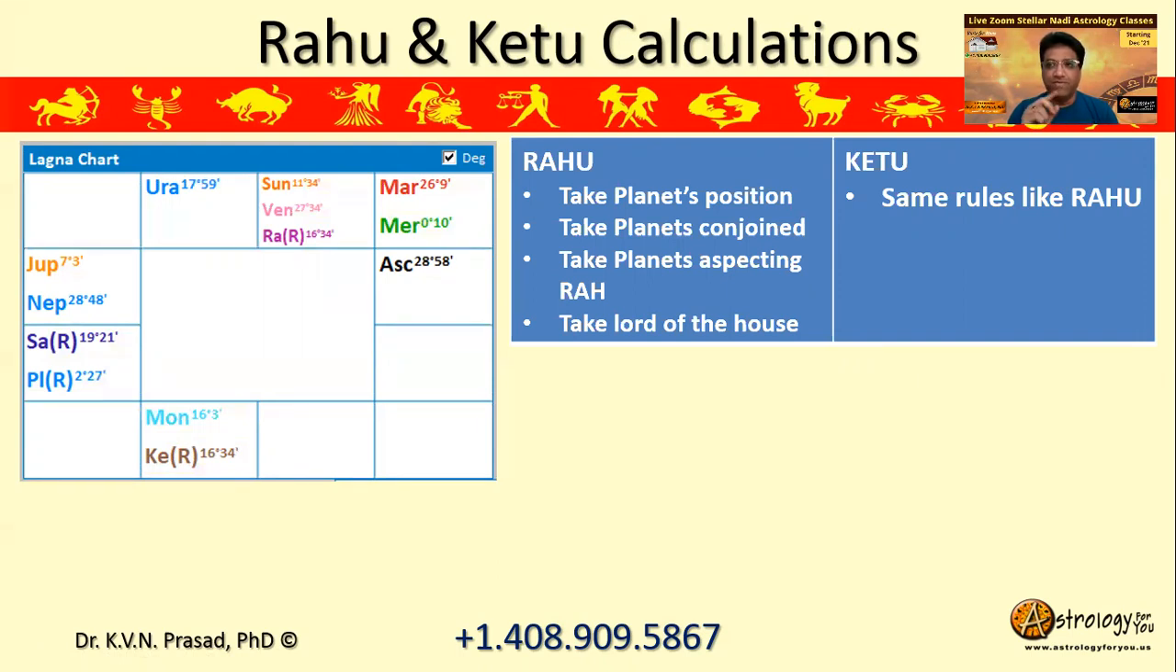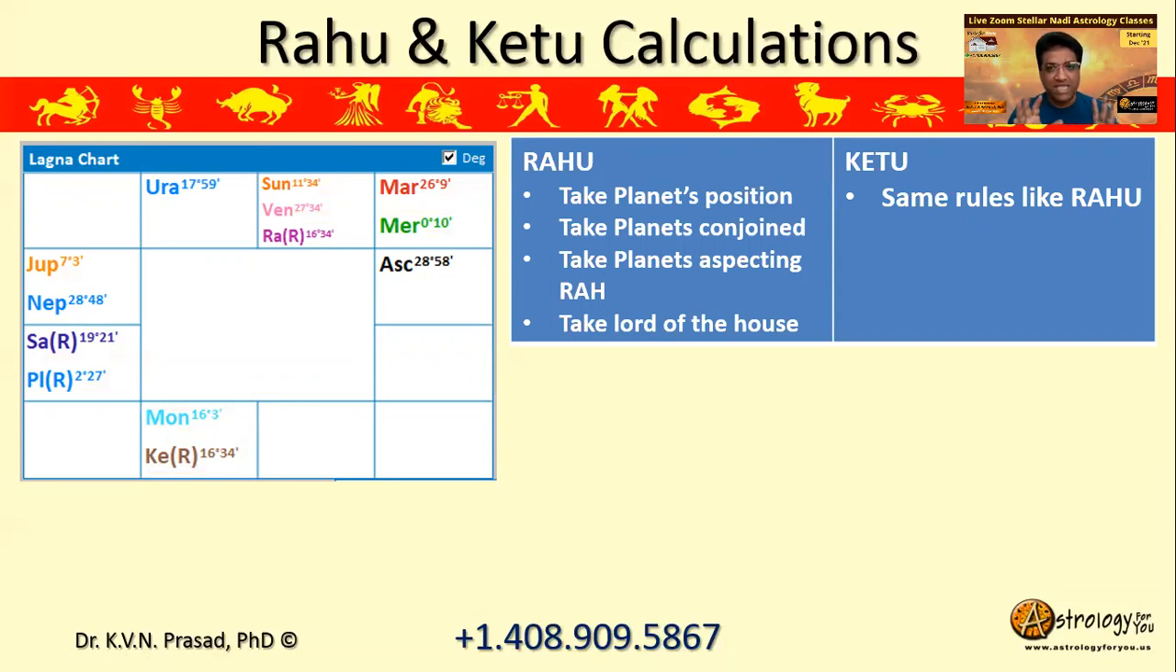And the next is we have to see what planets are aspecting Rahu. So we all know special aspects, right? Which three planets have the special aspects? Mars, Jupiter, and Saturn. The remaining planets only have the seventh aspect. So we have to calculate what planets are aspecting Rahu. That is number 3. And number 4, we have to take the lord of the house where Rahu is placed. Okay, so these are the 4 rules for Rahu.